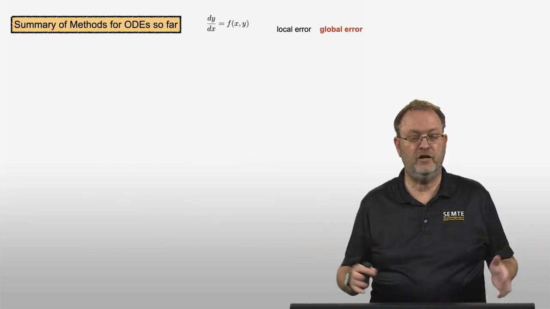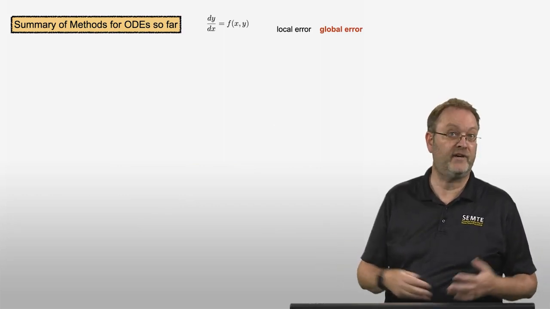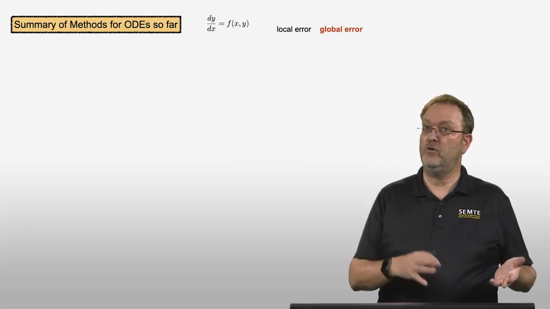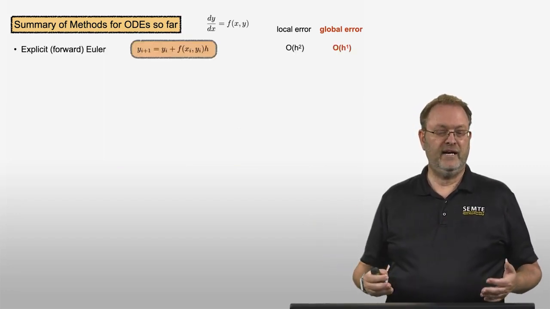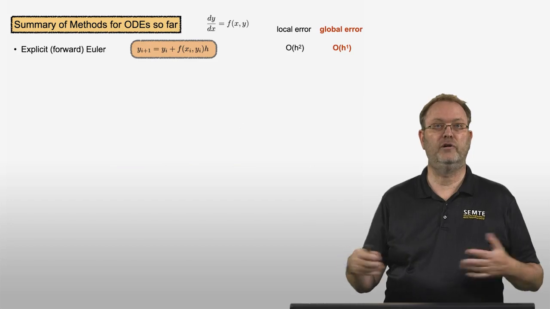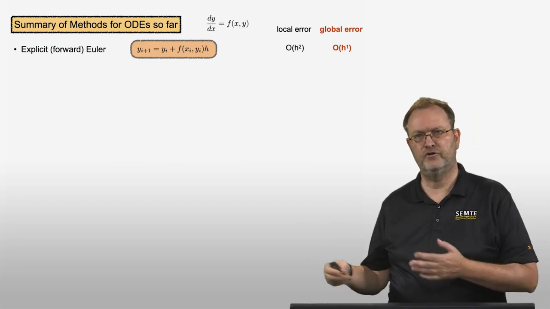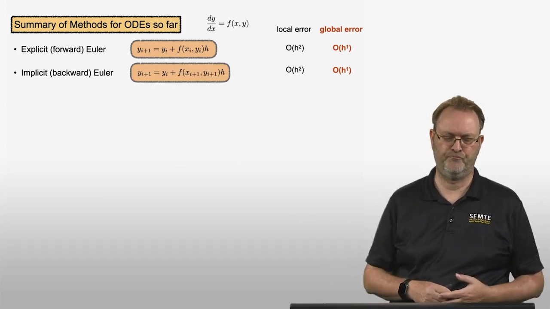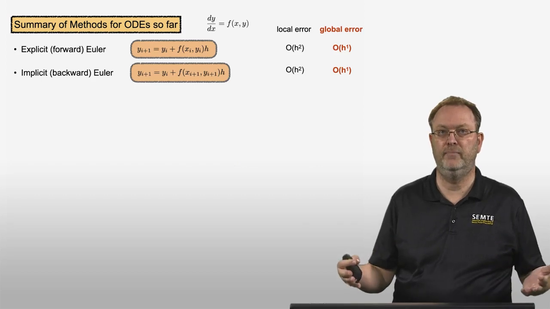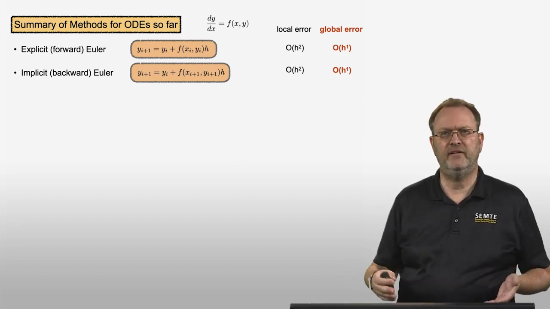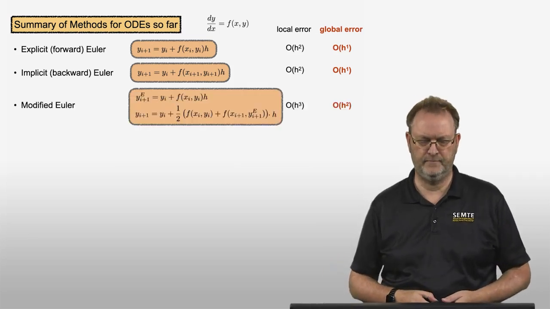So here's a summary of the solution techniques for ODEs, first order ODEs, that we have covered so far, with their local error and the global error. We've had the explicit or forward Euler method, which is second order locally, first order globally, that we just saw. We can do the same analysis for the backward Euler or implicit Euler method, and that method is locally second order, globally first order as well.